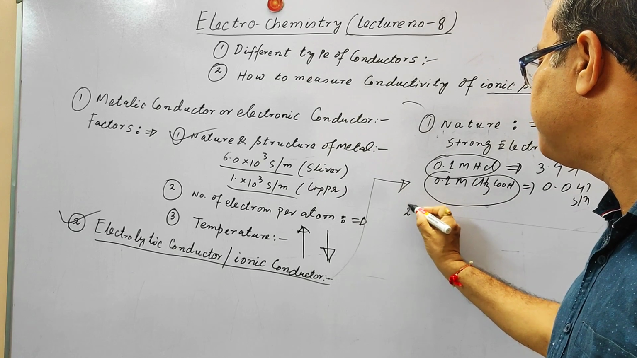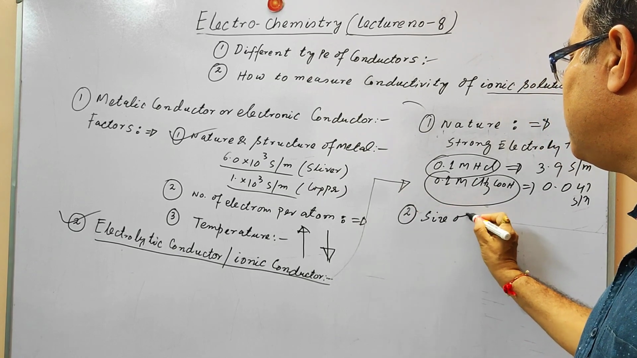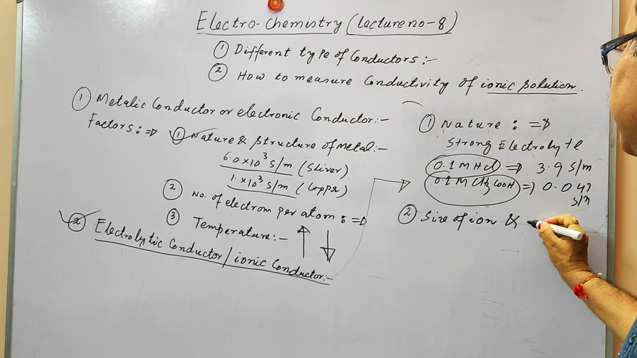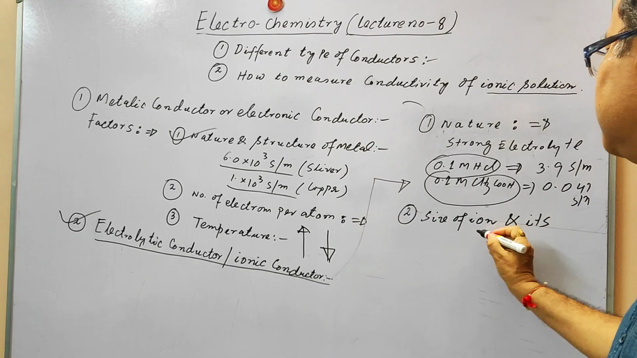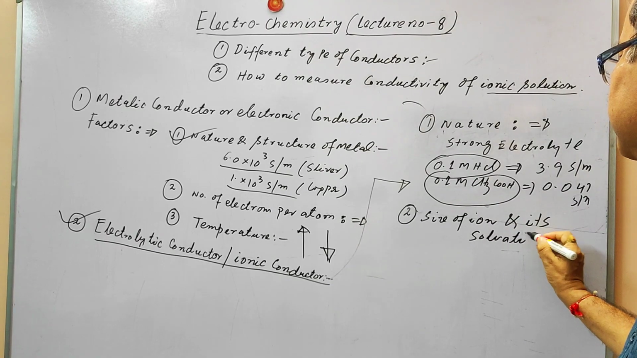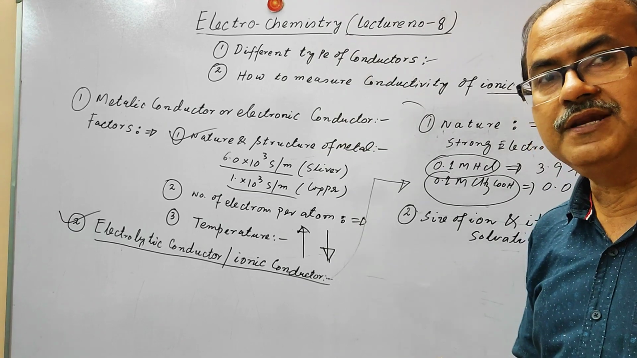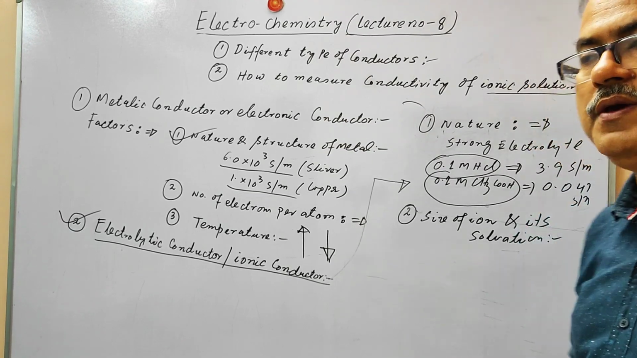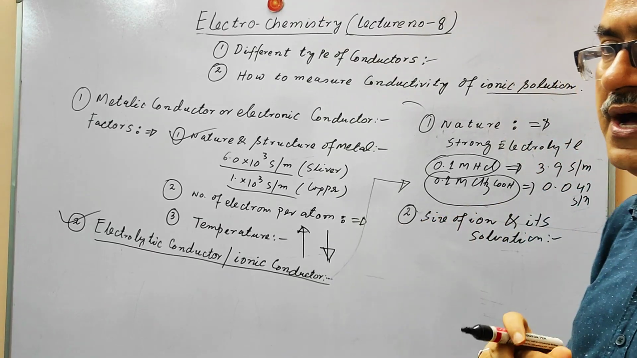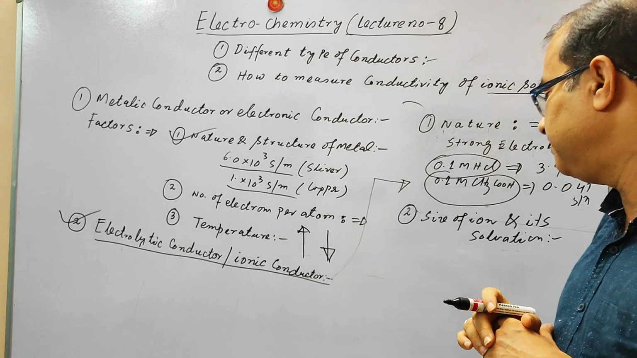Second, that is very important, the size of the ion and its solvation. When the size of the ion is less, at that time the conductivity will be higher, and when the solvation of the ions is higher, then it will have the lesser conductivity.